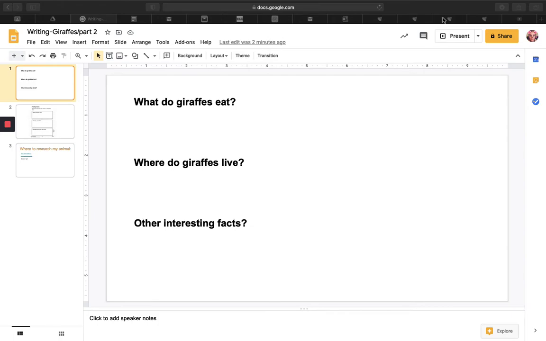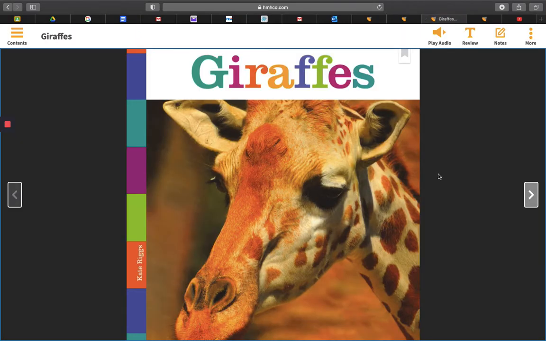So let's go back to our story, Giraffes. So why do you think that this book would be a good place to look for answers to questions about giraffes? Well, this book is filled with information about giraffes and how they live. And I know that because here's my topic, giraffes. And I know that it's a non-fiction book. It's going to give me true information about my topic, giraffes.